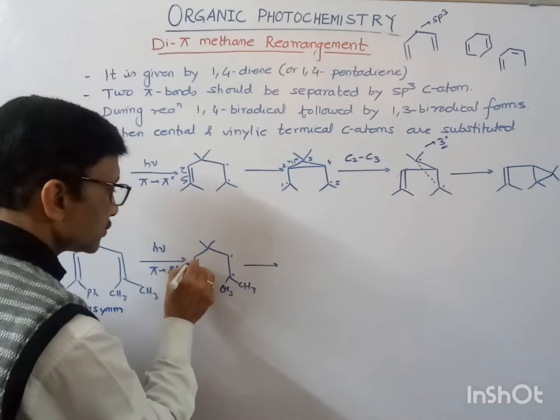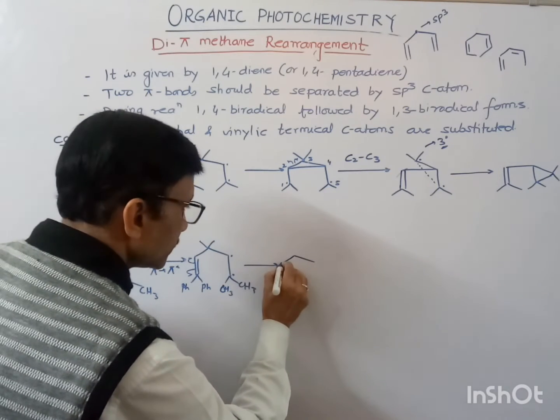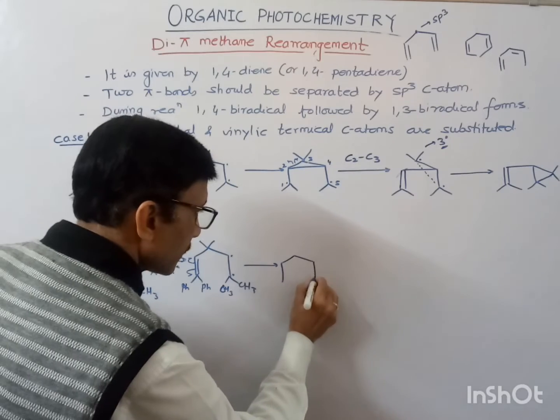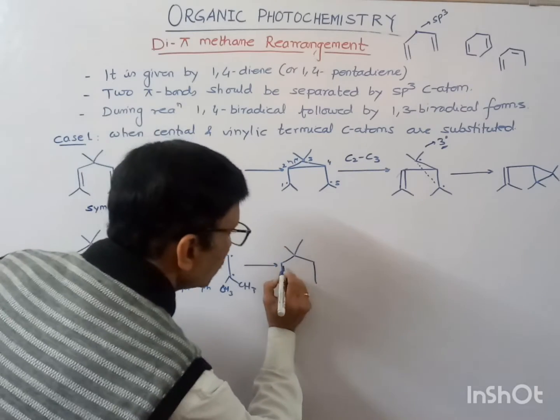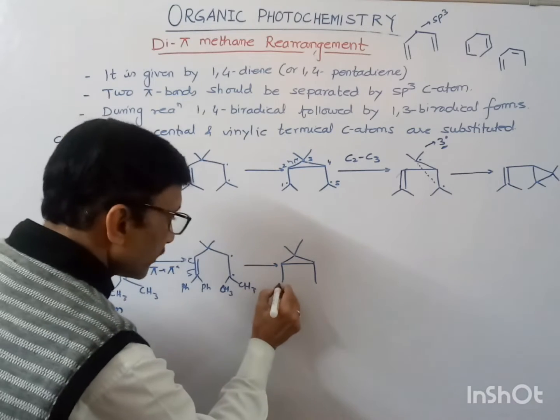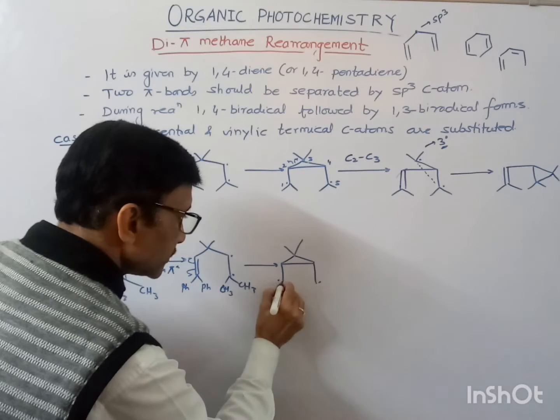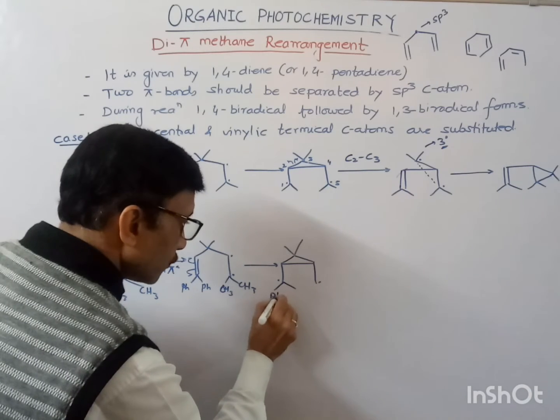Now it rearranges, and after rearrangement a three-membered ring is formed over here, and a 1,4-radical is formed.